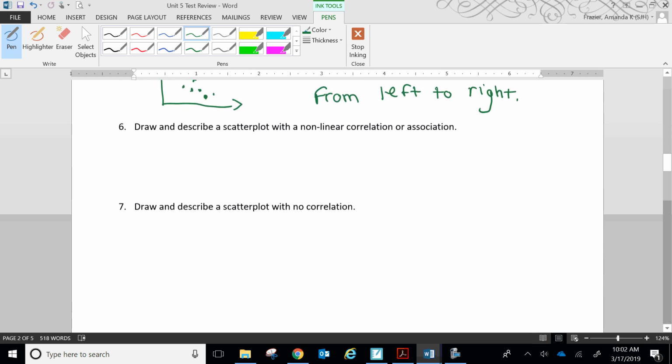A scatter plot with a nonlinear correlation or association might look something like this. It has a pattern that is not linear.